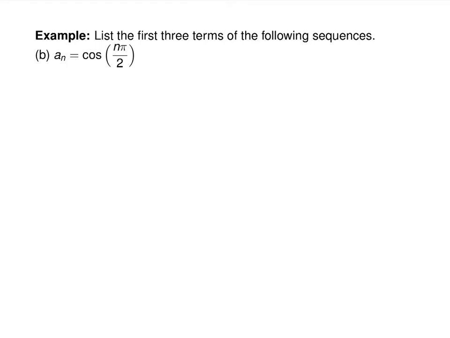The next one, we have cosine of n pi over 2. So a1 will be cosine of 1 pi over 2. So think about your unit circle. Pi halves is the point right there. Its coordinates are 0, 1. At that point, cosine is the x. It is 0.